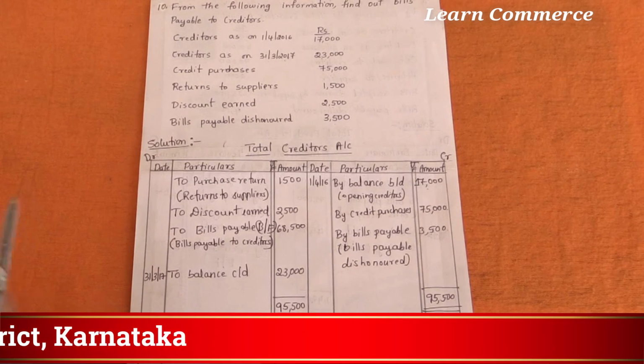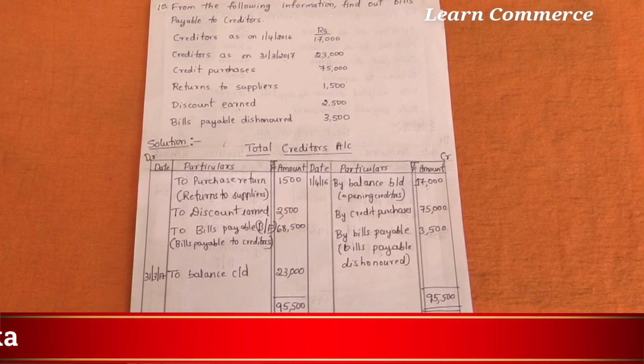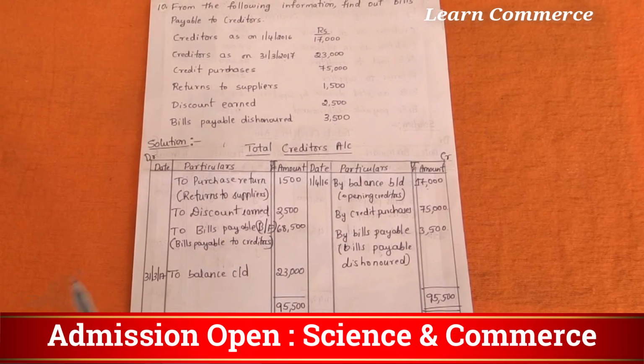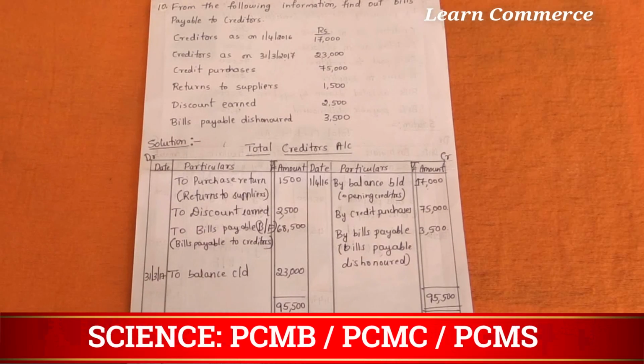In order to know which aspect we have to record on the debit side and which aspect on the credit side, you have to go through the total creditors account format, then only it will be easy.